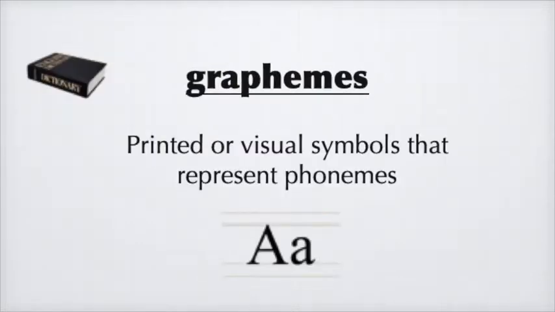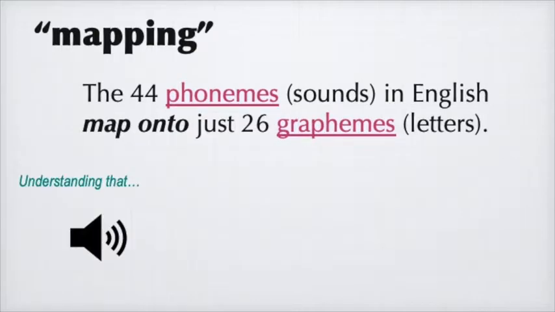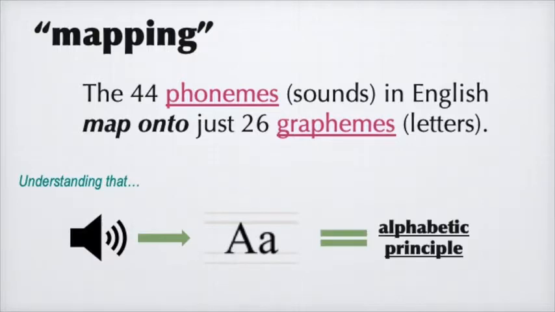Next, graphemes. You may recall this term from an earlier CAP. Graphemes are printed or visual symbols that represent phonemes. Letters are graphemes. The reason that graphemes are important in the alphabetic principle is the concept of mapping. The 44 phonemes, or sounds in English, map onto the 26 graphemes, or letters, of the English alphabet. Understanding that phonemes map onto graphemes is part of understanding the alphabetic principle.